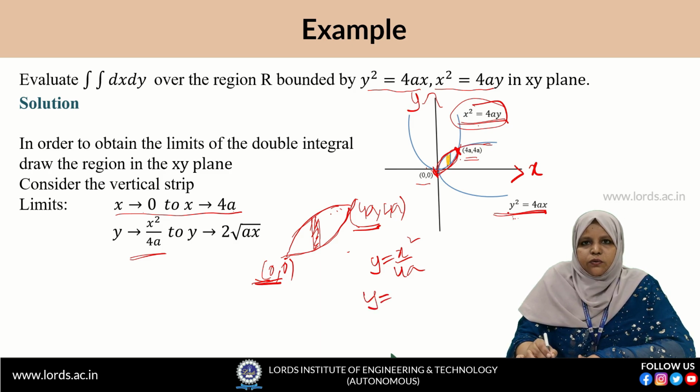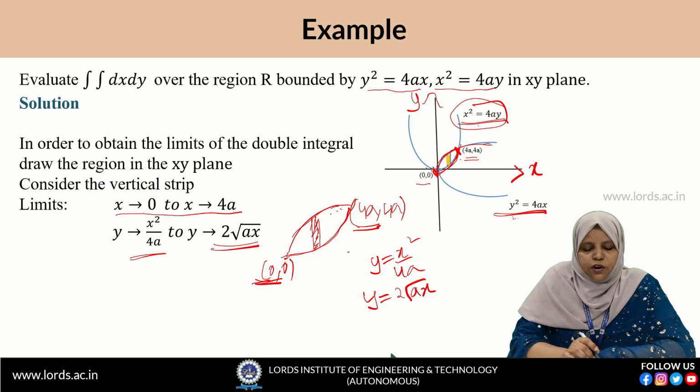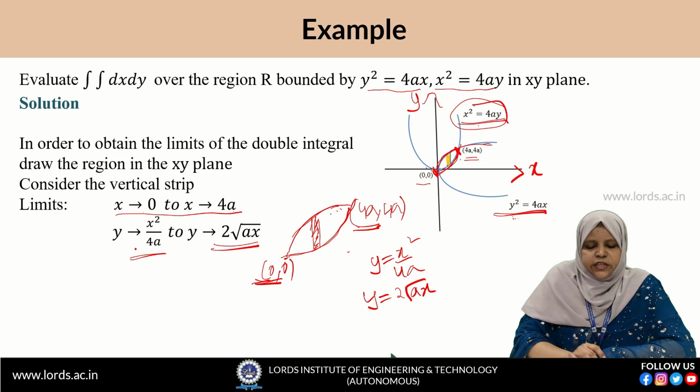I should take the root on both the sides. If I take the root on both the sides, what am I going to get? 2 root ax. So the upper limit of y also I have got. That is 2 root ax. Clear here? So these are the limits of x and y.